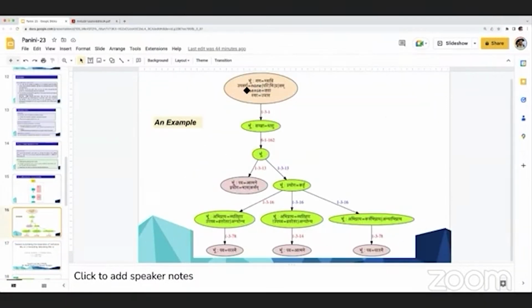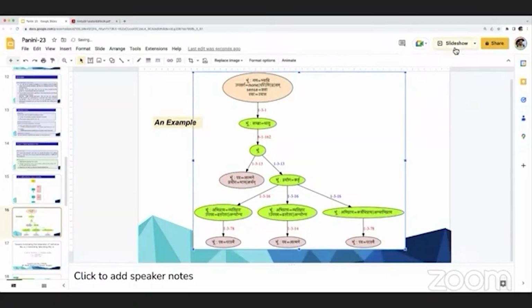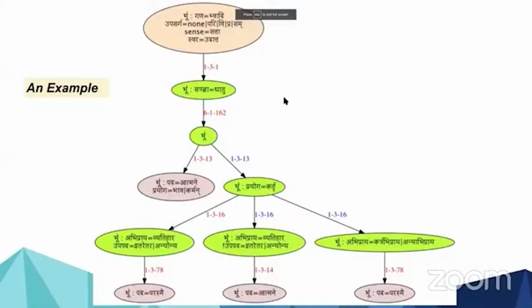So here, what we would show as an output is, if we start with the root bhu, and we say what are the possible upasarga that can be applied, and sense and swara. So we go through all the Panini rules and see what are the prayogas that will come out and under what conditions. Like we find out that in bhava and karmani prayoga, we will have atmanepada.